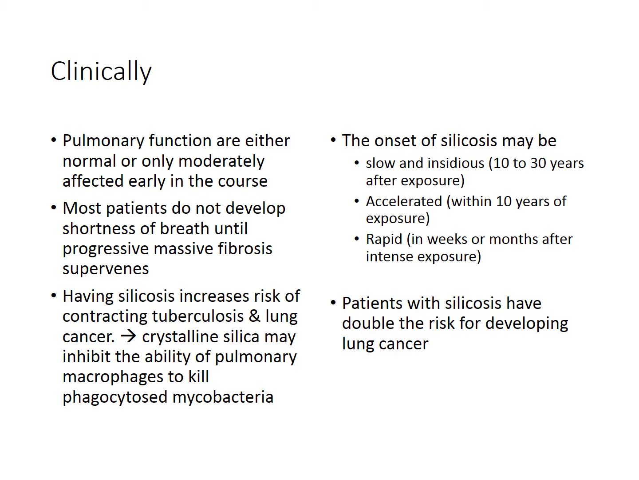Silica impairs the formation of phagolysosome, especially in the macrophages. So it is the only pneumoconiosis that increases the risk for tuberculosis. Patients with silicosis have double the risk for developing lung cancer.